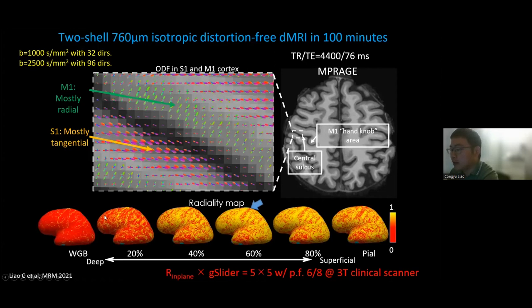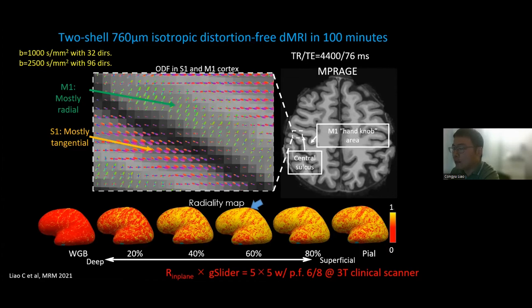The radiality is low at the white gray boundary, higher at the middle cortical depth, and lower at the pial surface, with the low radiality of S1, indicated by this blue arrow at all cortical depths, which reveals the tangential fiber in the S1 area.